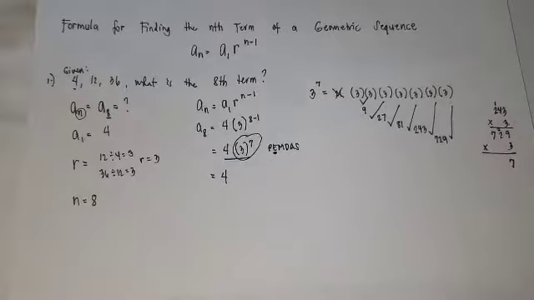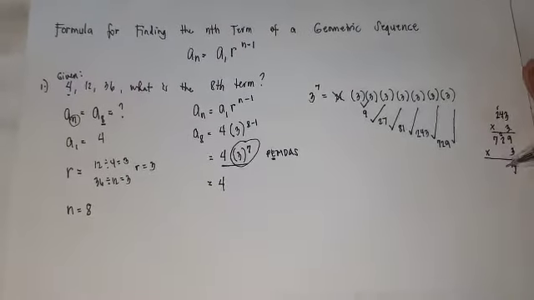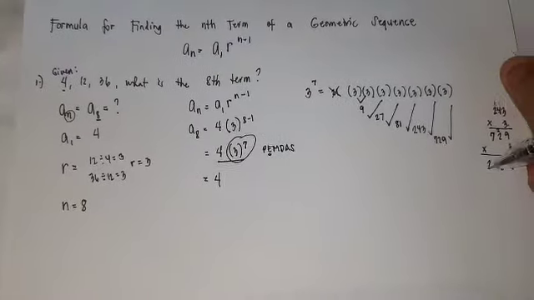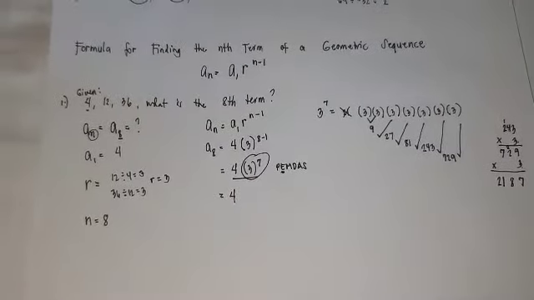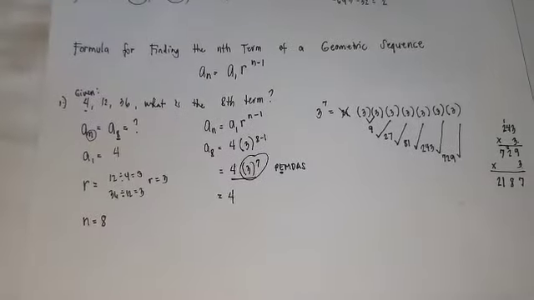3 times 2 is 6. You do have your carry 8. And you do have your 3 times 7, 21. So therefore, the answer for your 3 raised to 7 is just equal to 2,187.